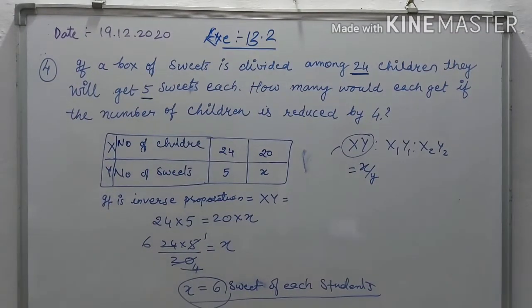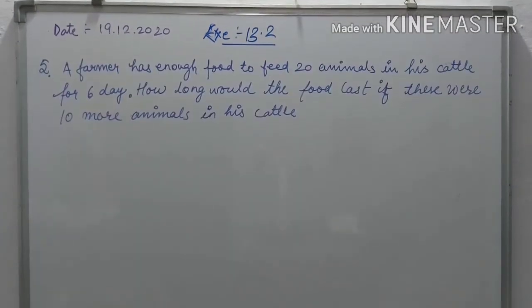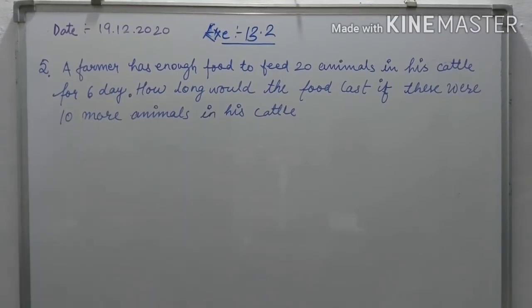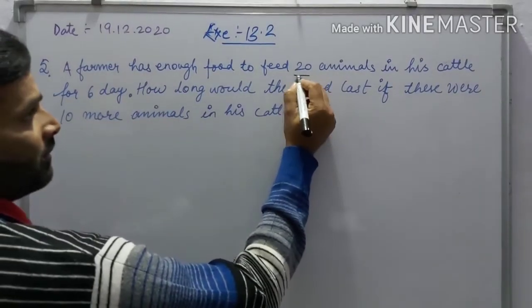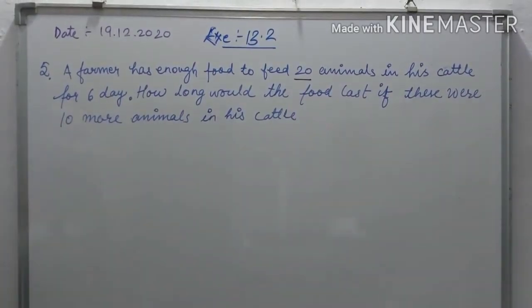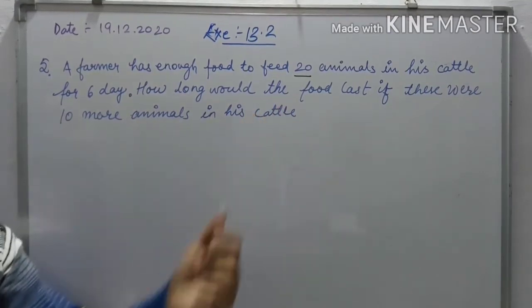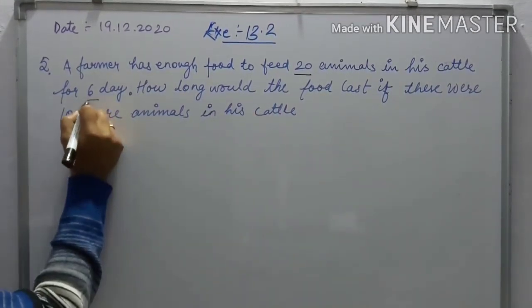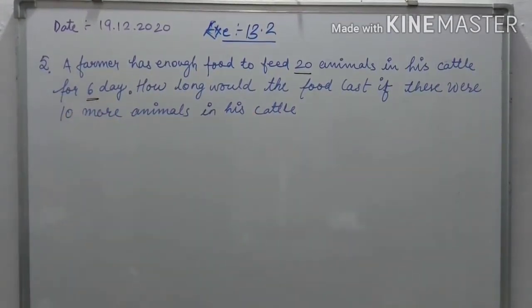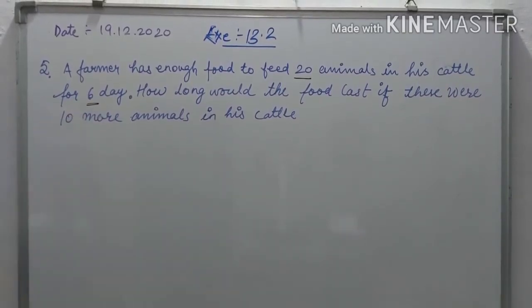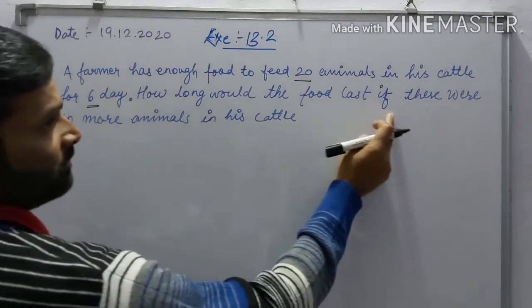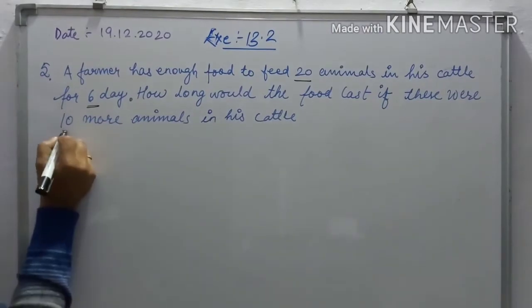Okay, next question number 5. Question number 5: a farmer has food for a field of 20 animals. He purchased the food for the animals, the number of animals is 20, and the food lasts 6 days. It means they purchased the food for 20 animals for 6 days. How long will the food last if the number of animals is 10 more?